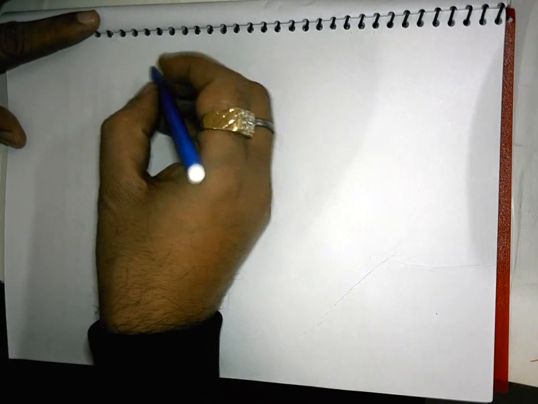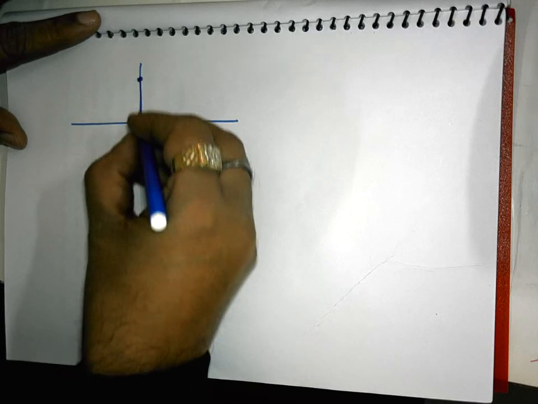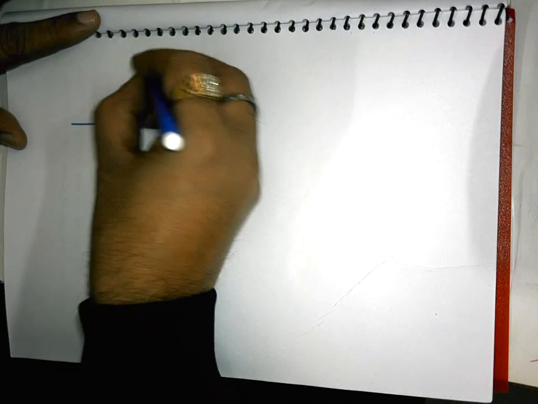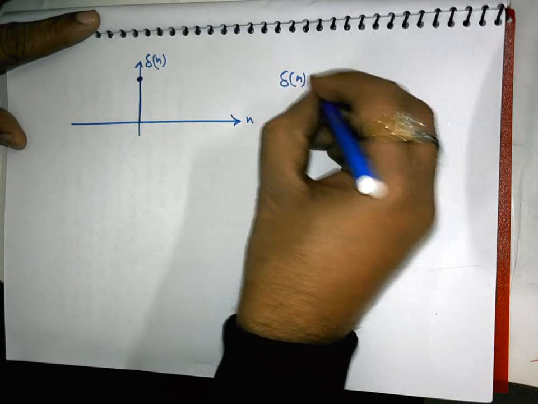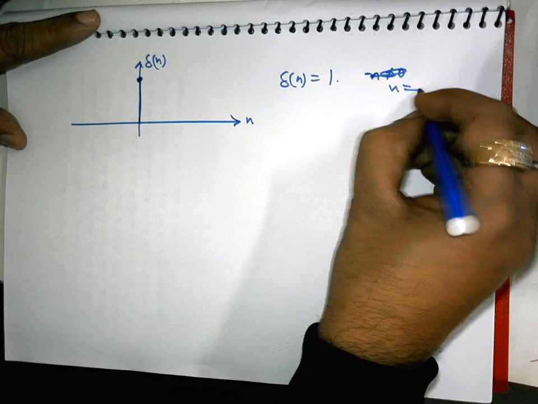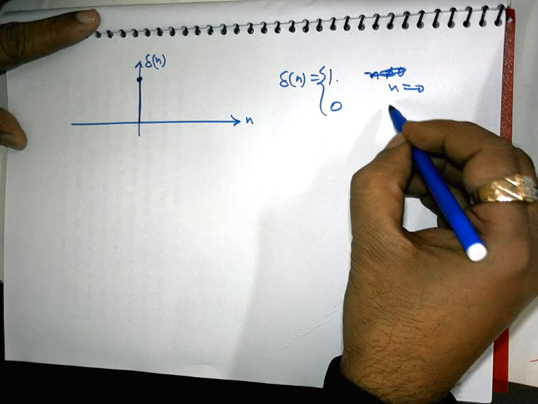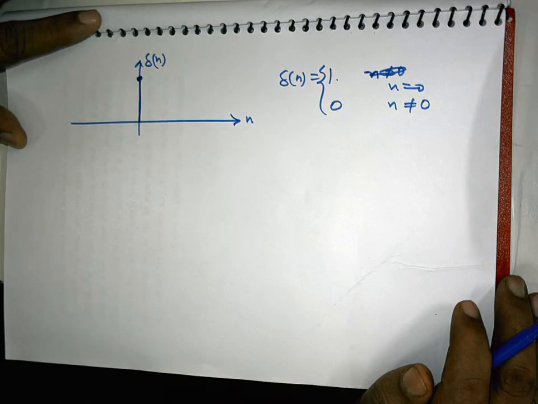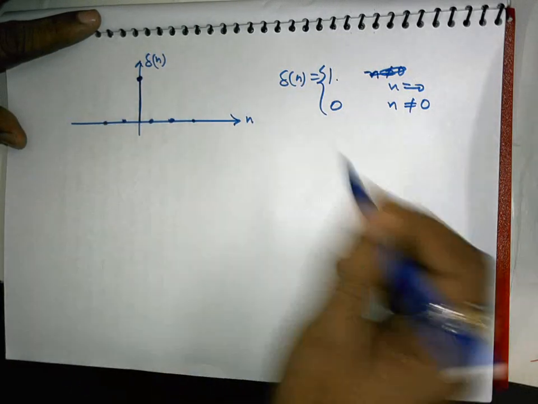Now suppose we have another signal, the unit impulse signal. Unit impulse signal means delta[n]. The value of delta[n] happens to be 1 for n equal to 0, and its value happens to be 0 at any other n. At any other n its value is 0, and at n equal to 0 its value is 1.